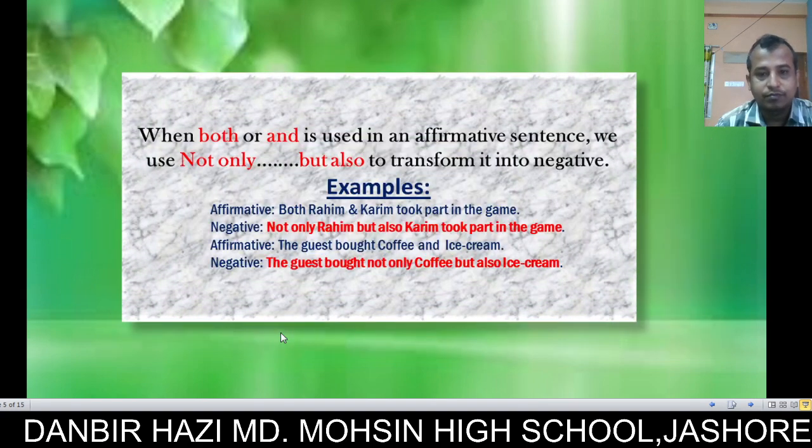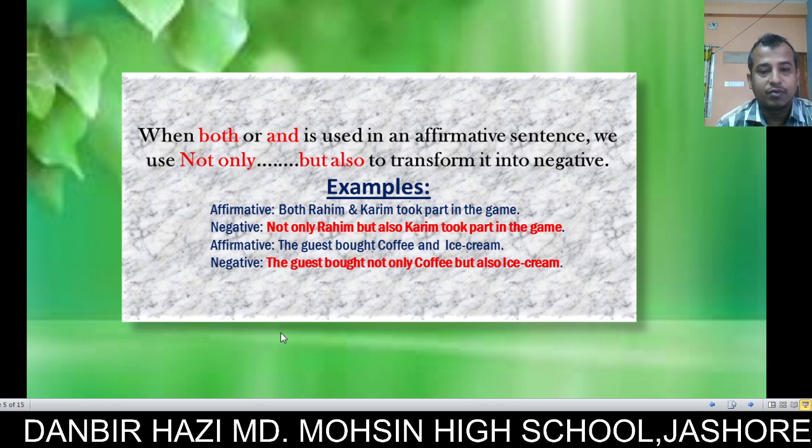My dear students, let's take an example. You see on the screen, when both and and is used in an affirmative sentence, we use not only but also to transform it into negative. That means you have to replace both by not only and and by but also. It will keep the meaning intact as well as make the sentence negative.